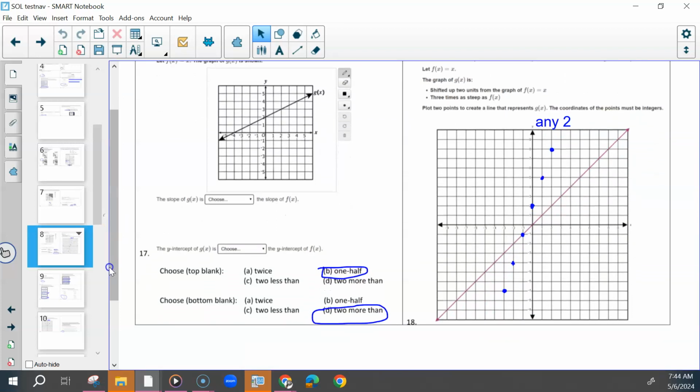17, similar. The first one was 1/2. The second one was 2 more than.